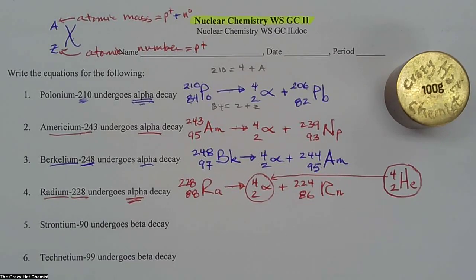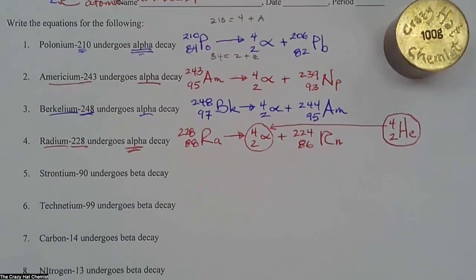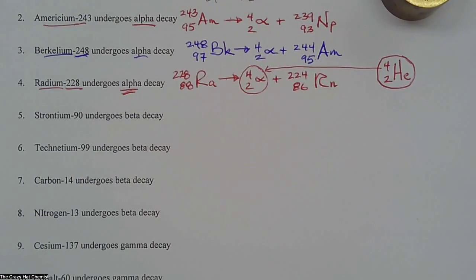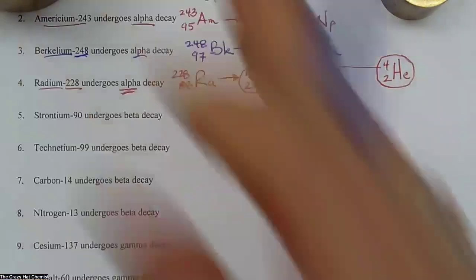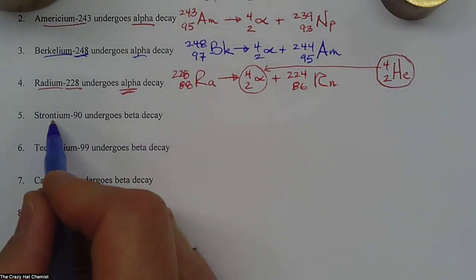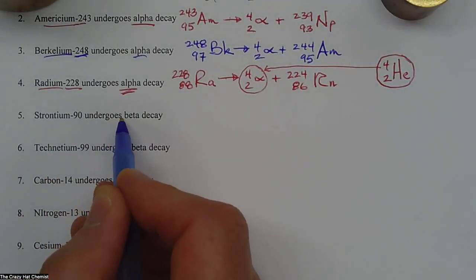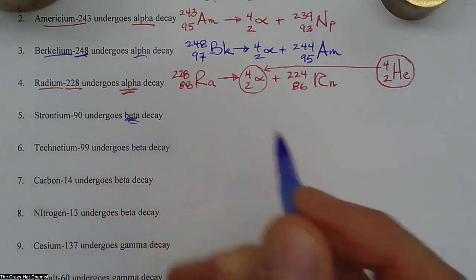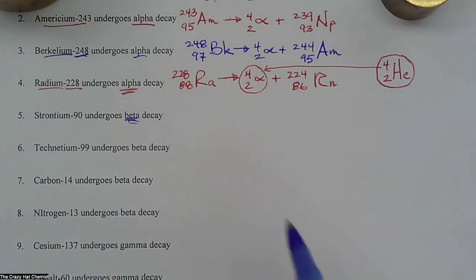So, all right, let's scroll this on up here, and we're going to do some more problems. And here we go. This next one here is strontium 90 undergoes beta decay. So we're going to do some different kinds of decay, and you're going to see the difference between the alpha decay and the beta decay.